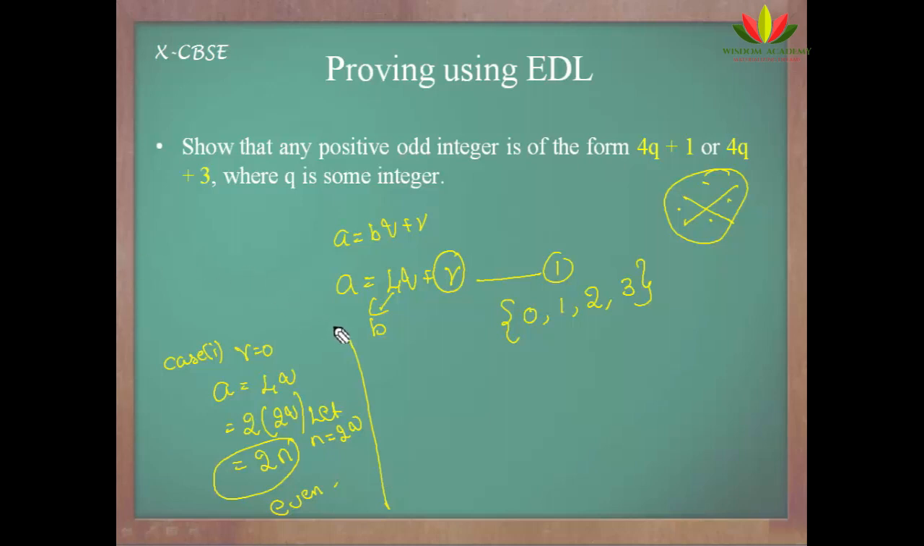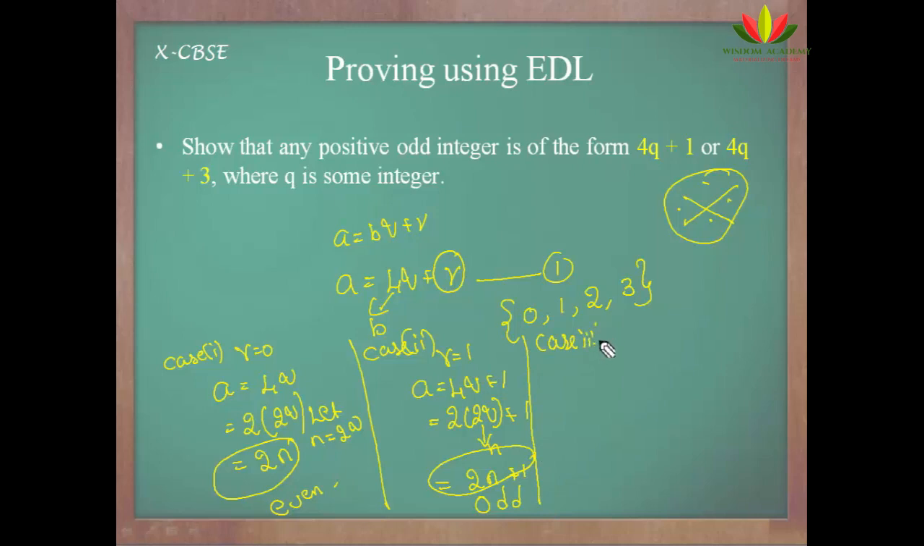Now case 2. What case 2 says is, when r is equal to 1, that is a is equal to 4q plus 1. Here I can't represent it like this, so I will represent it as 2 into 2q plus 1. Let it be n. Here it will be 2n plus 1. So whatever number is 1 more than a multiple of 2, we say it is an odd number. This is the general format of an odd number, right? 2n plus 1, that is, instead of n, whatever number I put, I will get only an odd number. Now I will go to case 3.